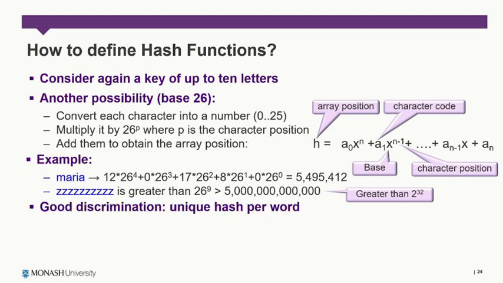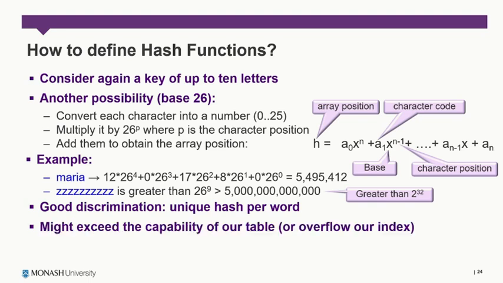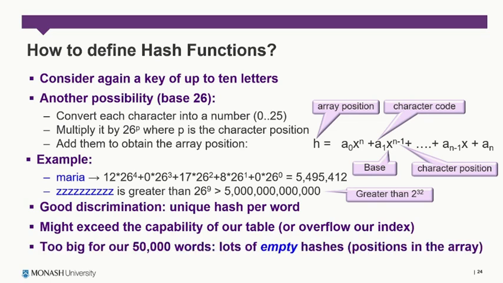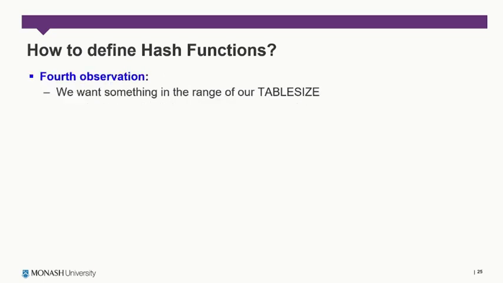So it's good in the fact it's a unique hash value per word, but it might exceed the capacity of a hash table. For example, a lot of architectures only allow a 32-bit index, so our array may be constrained to 32 bits, and therefore it may go past the bounds of what we can actually store. So it's too big for our 50,000 words. There's a lot of empty hashes positioned in the array. So whilst it's very good, it's a little bit too much. It's too broad, the range of hash values that it's giving.